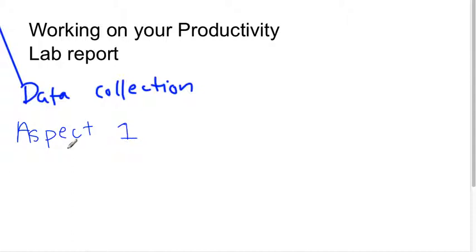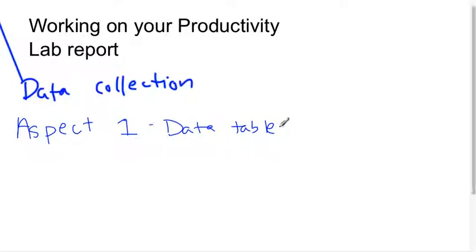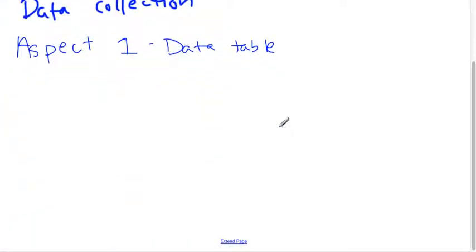So let's take a look at aspect 1. This is your data table. While we've been doing this lab, and I realize it's been over 2 weeks, you need to collect certain data, take a look at what's going on with your lab. So of course there's the quantitative value. This should be in some sort of data table.